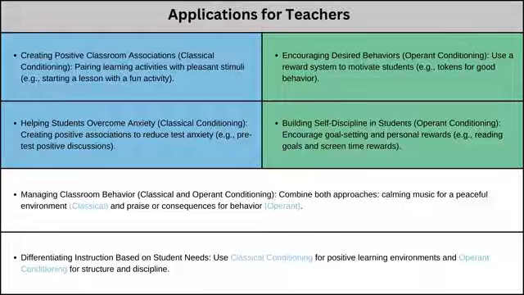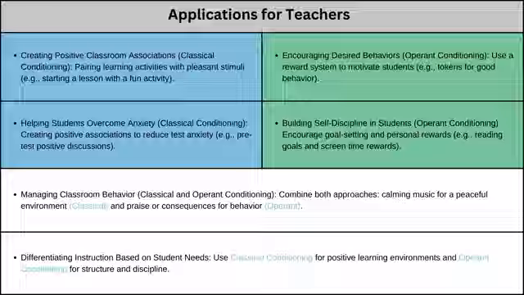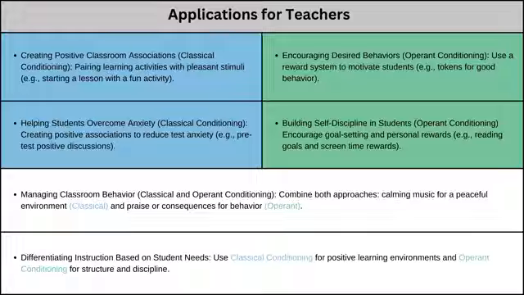Both classical and operant conditioning can be used together to manage classroom behavior effectively. For example, to create a calm and focused classroom environment, a teacher might use calming music. This use of classical conditioning helps students associate the classroom with a sense of peace. On the other hand, applying operant conditioning principles like giving praise for good behavior or setting consequences for disruptions helps manage behaviors by reinforcing positive actions and discouraging negative ones.